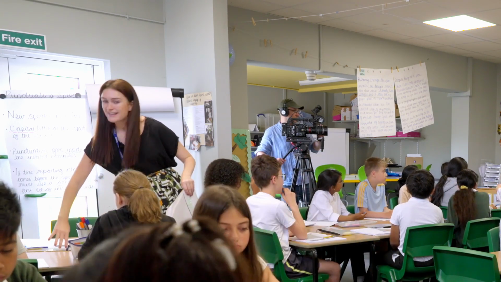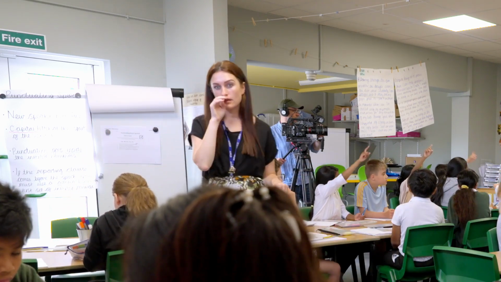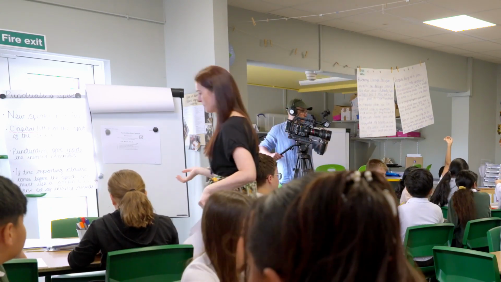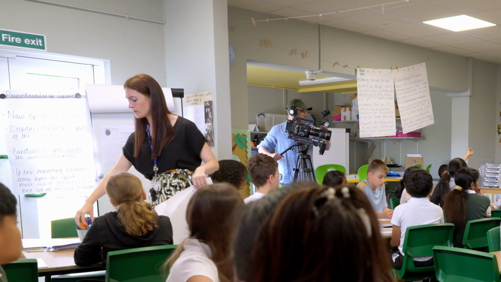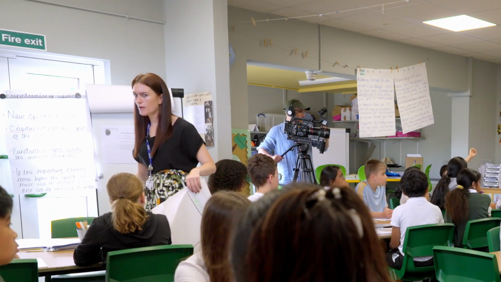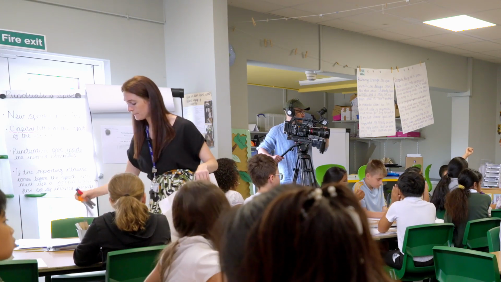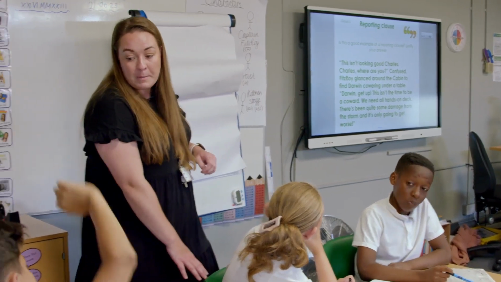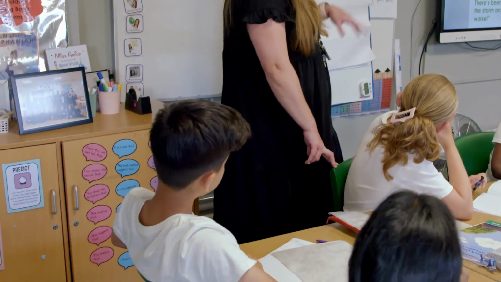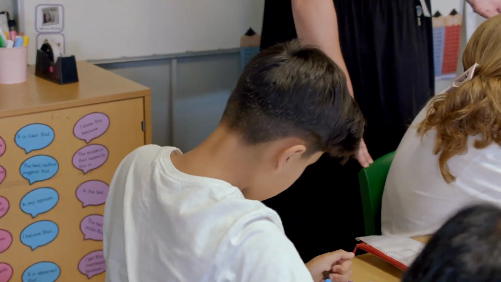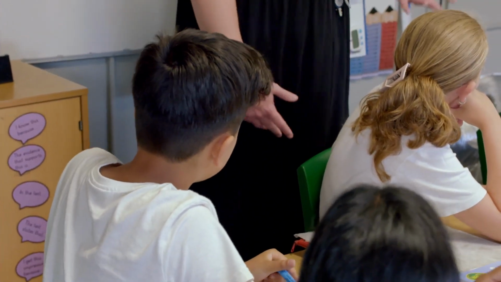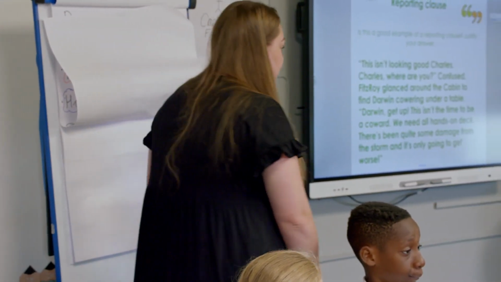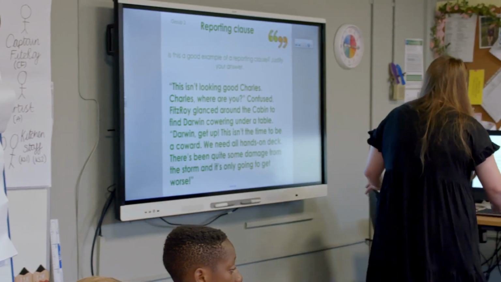There we go. The next thing that we want to look at is the reporting clause. What is the reporting clause? Can we remember what a reporting clause does? Anybody? Or where the reporting clause might come? Okay, and he's glancing around. It's not just saying, look, it's really good vocab as well, isn't it? Darwin, it's showing us that Darwin's under the table, which might suggest that he is hiding, scared. So you don't have to say, Darwin is scared, Darwin is hiding. It's suggesting something else, isn't it, by what we've put, using our good vocab that we have.